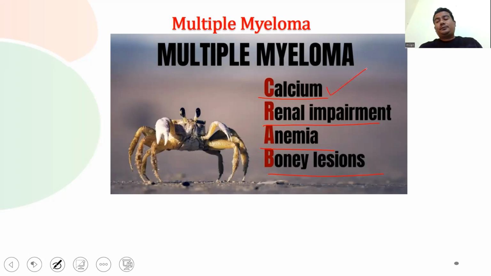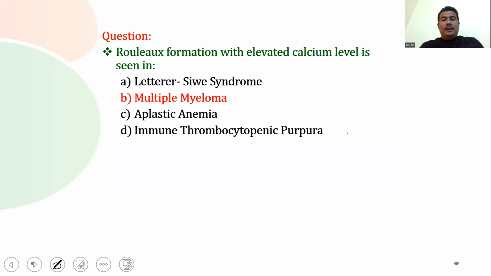This calcium, when moved to the filtration pores of the kidneys, will get collected there and obstruct the filtration pores, thereby causing renal impairment along with Bence Jones proteinuria. There will be anemia because the normal hematopoietic element of the bone marrow is replaced by neoplastic plasma cells. So, hemoglobin cannot get synthesized, RBCs cannot get synthesized, and this will lead to anemia. Therefore, moving back to our question, Rouleaux formation with elevated calcium is seen in multiple myeloma.